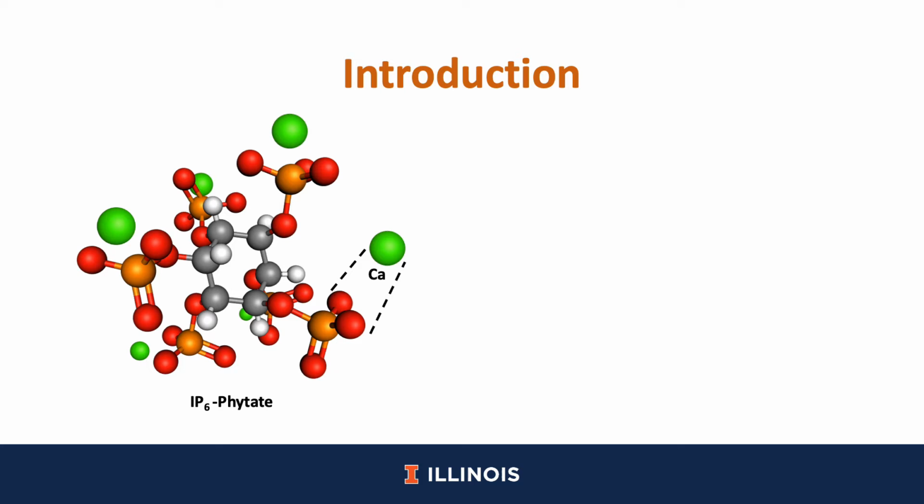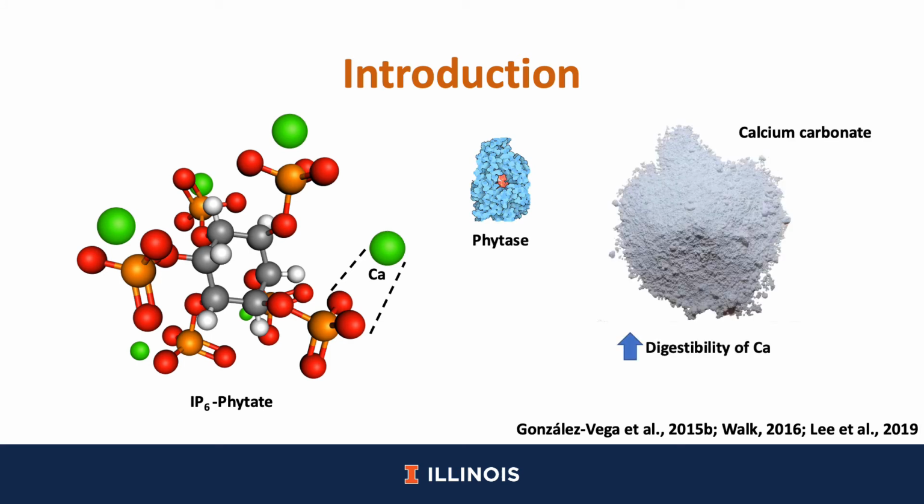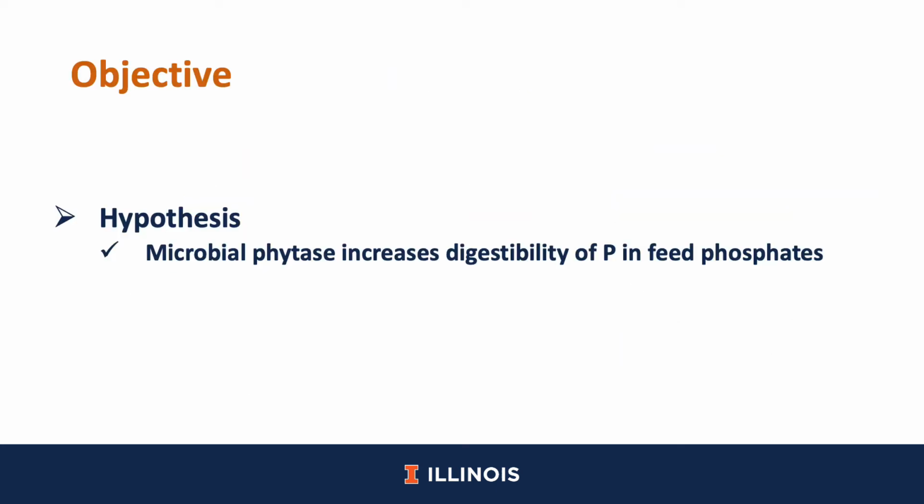However, recent research has indicated that the use of phytase in diets containing calcium carbonate will increase the digestibility of calcium. Having this in mind, we conducted an experiment with the objective of testing the hypothesis that microbial phytase could also increase the digestibility of phosphorus in feed phosphates.